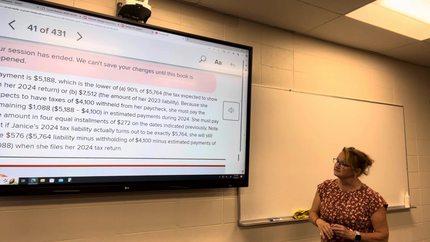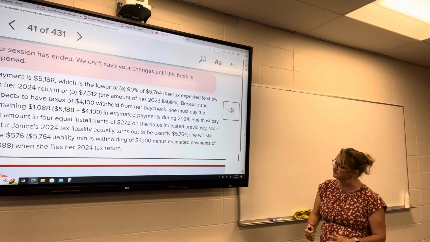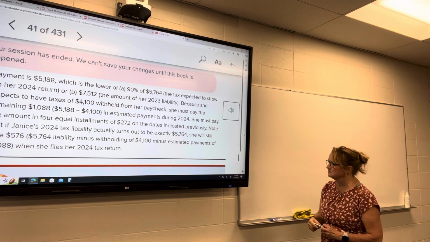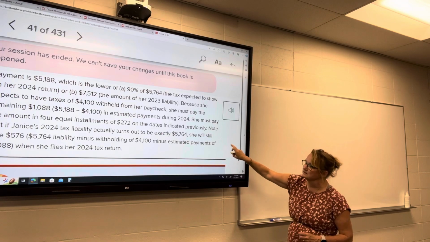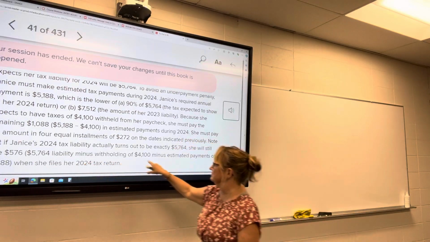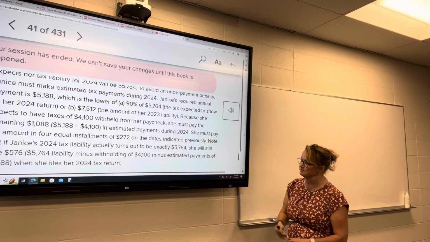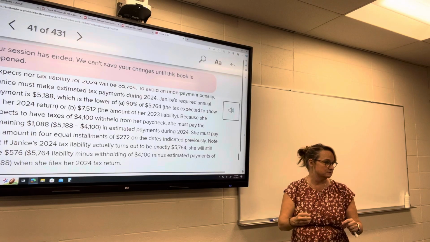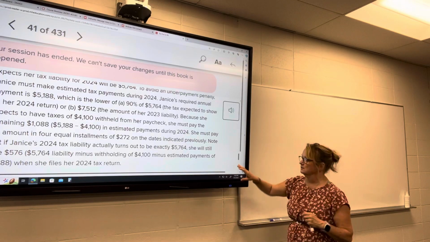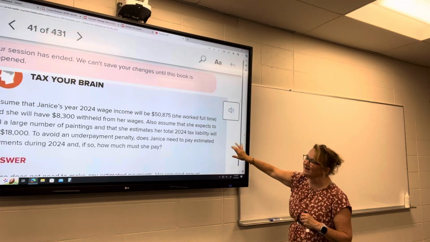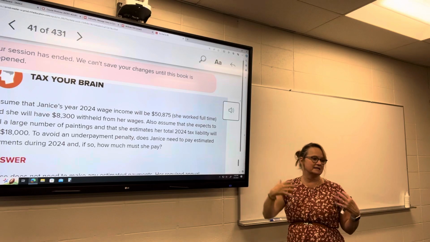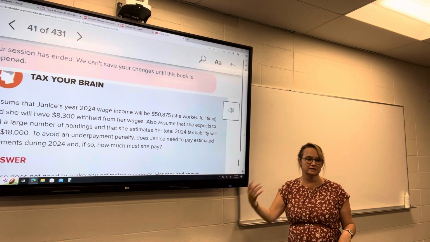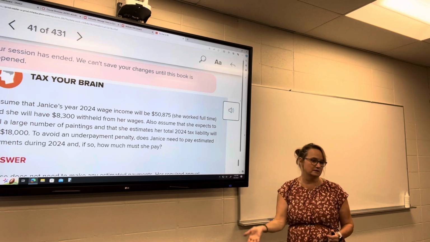If her tax liability actually turns out to be exactly $5,764, she's still going to owe $576, because that's the $5,764 liability minus the withholding minus the estimated payments of $1,088. So she's still going to owe, but she's not going to have any penalties, right? And that's what we're trying to avoid here, the penalties. Well, I mean, you want to pay the tax too. It's just a lot easier to come up with $300 4 times a year than it is to come up with $1,100 at the end of the year, usually.